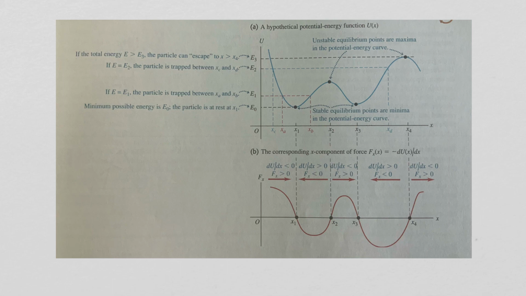So for the particle having mechanical energy E2, it's confined to move only between those 2 points of the potential energy curve, between XC and XD. Now, if the particle has mechanical energy E1, then the particle is confined to move only right here on the potential energy curve. So this is between points XA and XB.